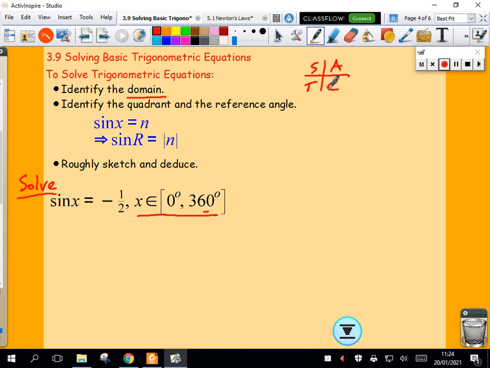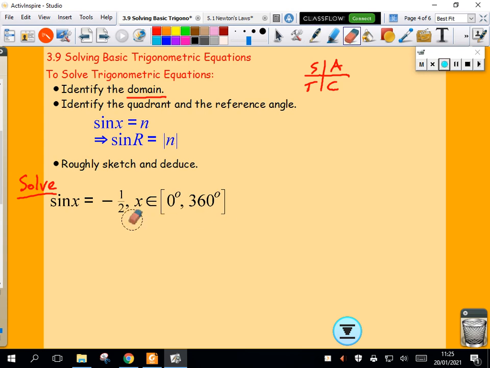To identify the reference angle, remember, if sine of x is some number, then sine of the reference angle will be the absolute value of that number. The reference angle is always an acute angle. The sine of any acute angle is always a positive thing. Then we just roughly sketch and deduce our answer. Once we've done those first couple of things, it's really plain sailing. We just have to think logically.